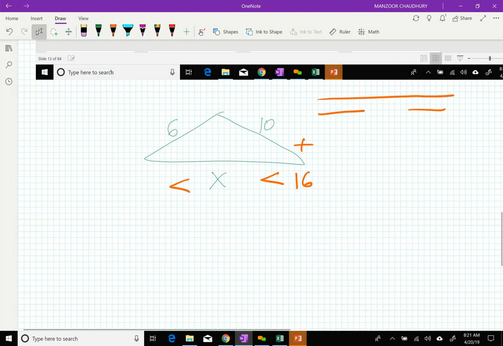Would that be like a 3, 4, 5, or does that have to be a specific triangle? No, it doesn't. It could be any triangle. And if you subtract, it will be greater than 4. So I guess 4.01 is okay, 15.99 is okay, or anything in between is okay, but 16 is not okay, and 4 is not okay.